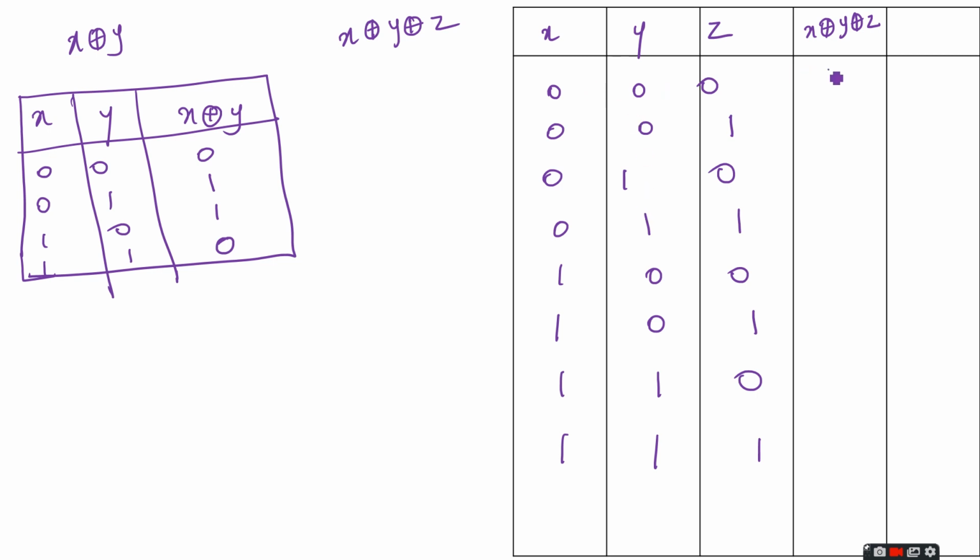the output will be 0. Now see 0 0 1. Here there is an odd number of 1s, so the output will be 1. Now 0 1 0, an odd number of 1s, so 1. Now 0 1 1. Here two 1s are there, and 2 means even, so the output will be 0. 1 0 0, the output will be 1. 1 0 1 is an even number of 1s, so 0. 1 1 0, an even number of 1s, again it is 0. 1 1 1 means an odd number of 1s, so the output will be 1. So this is about the exclusive OR gate.